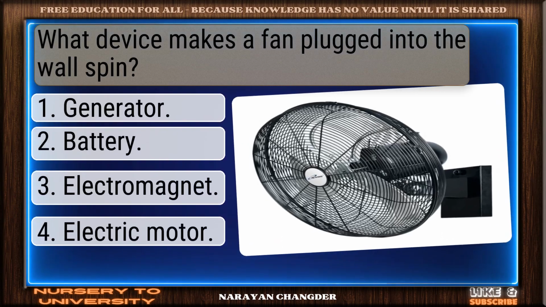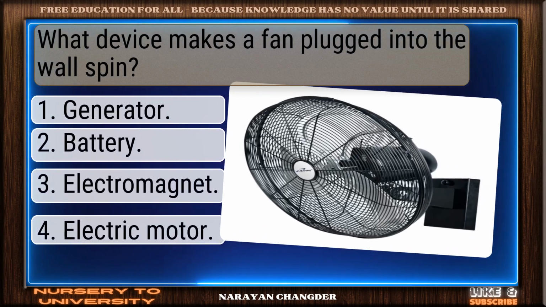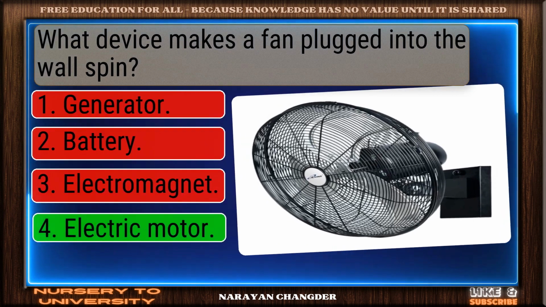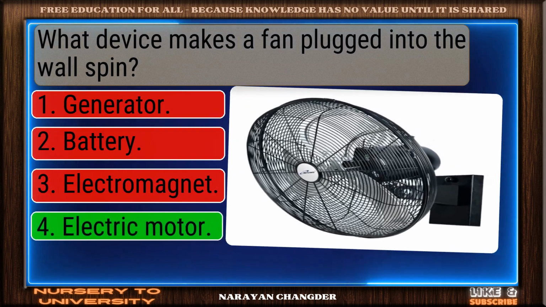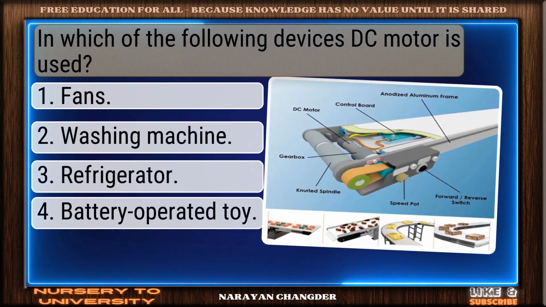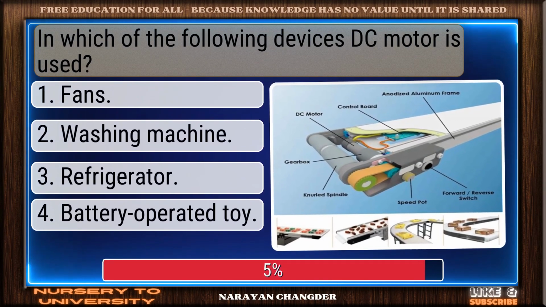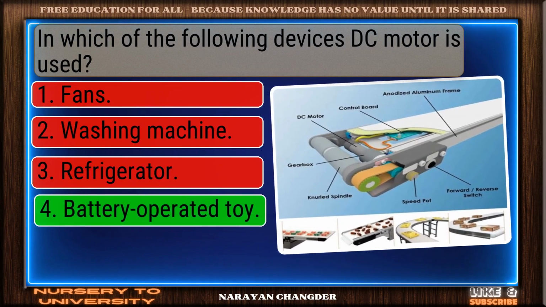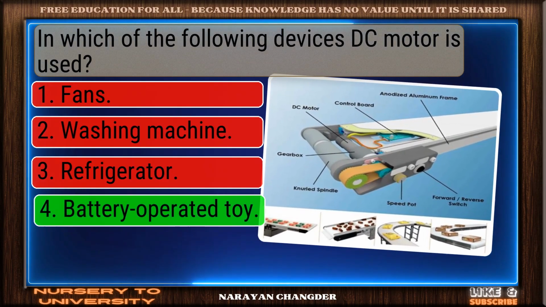Question number 31. What device makes a fan plugged into the wall spin? Excellent choice. Electric motor is the right answer. Question number 32. In which of the following devices is a DC motor used? Well reasoned. Battery-operated toy is the correct choice.